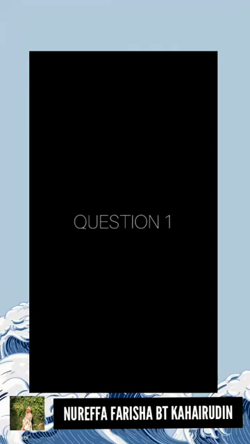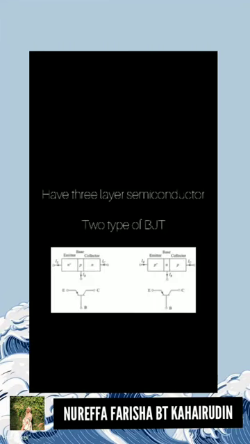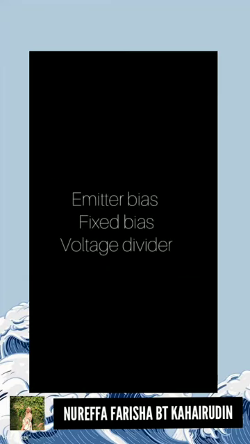So my name is Nur Ifa Farisha binti Khairuddin, and I will explain about question 1, which is for chapter 3, bipolar junction transistor. BJT is a type of transistor that uses both electrons and holes as charge carriers. It also has three layers. There are two types of BJT, PNP and NPN.